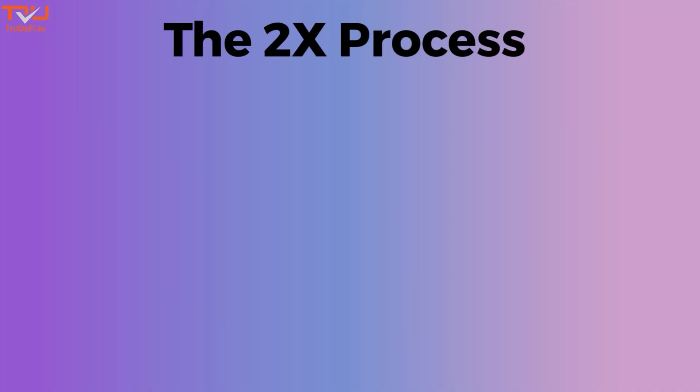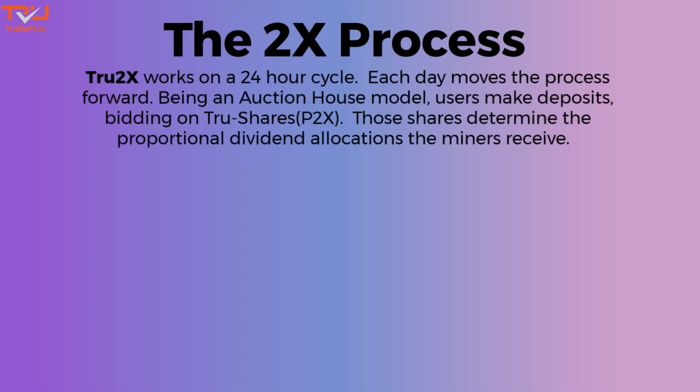Let's look at the 2x process. Tru2X works on a 24-hour cycle. Each day moves the process forward. Being an auction house model, users make deposits bidding on Tru shares, called P2X, and those shares determine the proportional dividend allocations the miners receive.